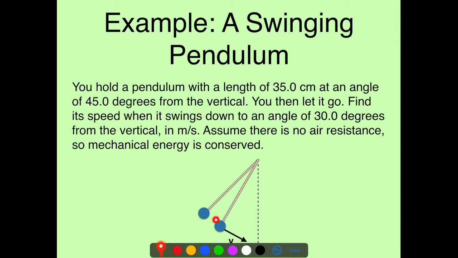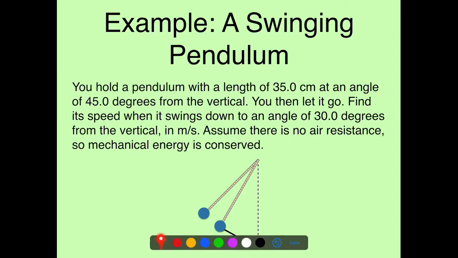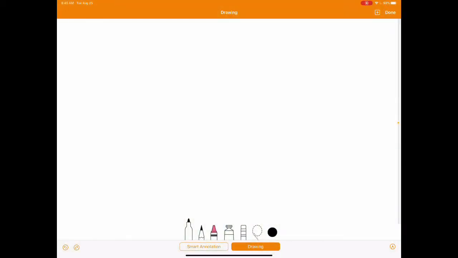Okay, so when the pendulum is down here and the angle is 30 degrees from the vertical, we just want to know how fast the pendulum is moving. We're going to assume there's no air resistance, so mechanical energy will be conserved. Let's work this out. Okay, so what we're dealing with is an initial state where the pendulum is released from rest. So that means the initial speed, V initial, is 0.